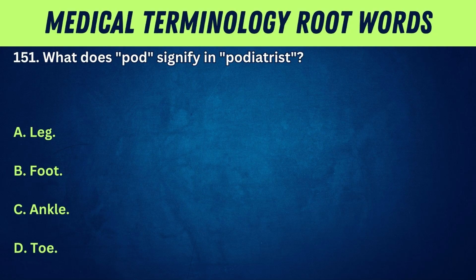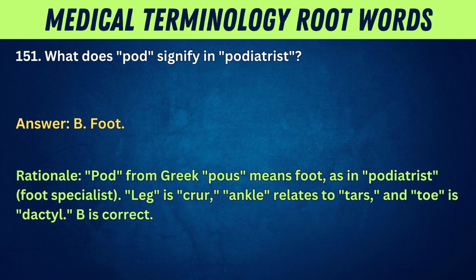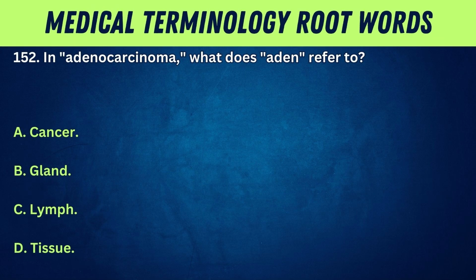151. What does pod signify in podiatrist? A. Leg. B. Foot. C. Ankle. D. Toe. Answer: B. Foot. Rationale: pod from Greek pous means foot, as in podiatrist, foot specialist. Leg is crur, ankle relates to tars, and toe is dactyl. B is correct.